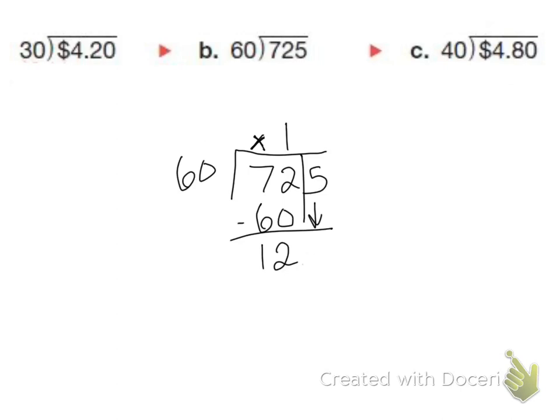So I cover up the ones place, and I think, what is 12 divided by 6? Well, 12 divided by 6 is 2. 60 times 2 is 120. Subtract. 5 minus 0 is 5, and then those are zeros. So my answer is 12, remainder 5.